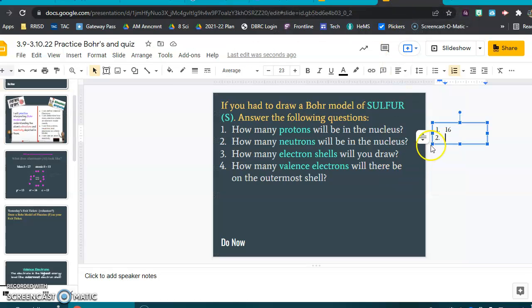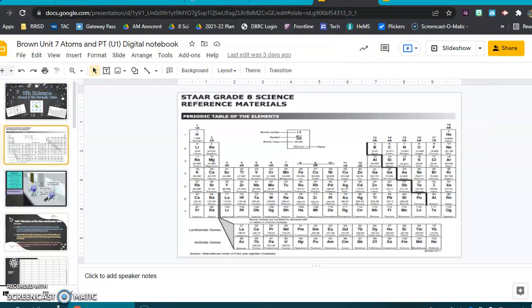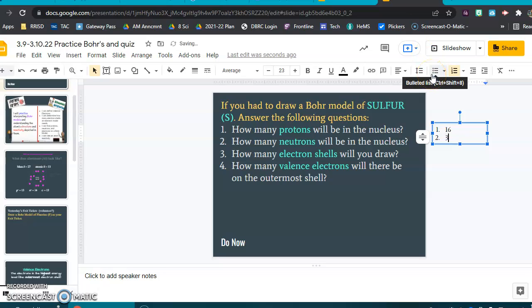How many neutrons? Well, if we go back to our periodic table, we know that we take the mass, which is 32, minus the number of protons, 16, and that comes up with 16.